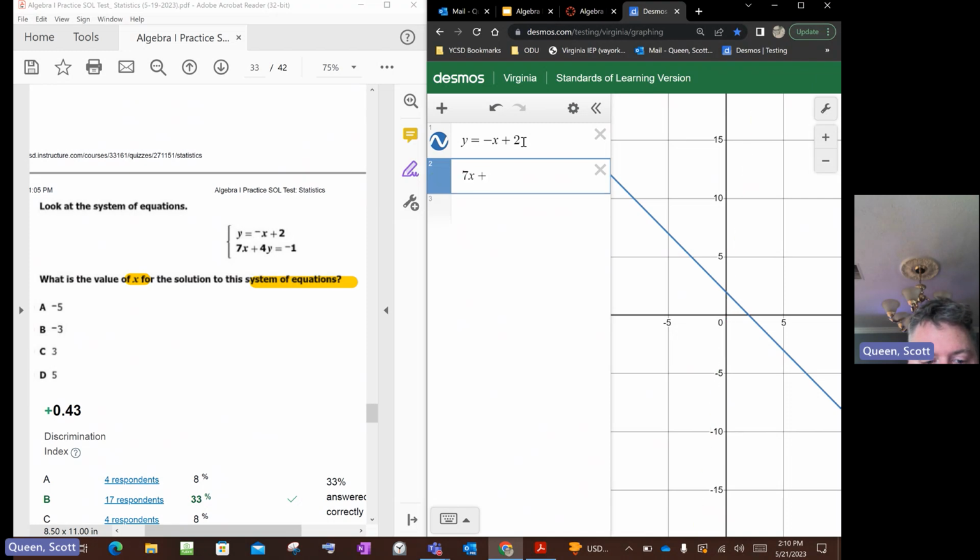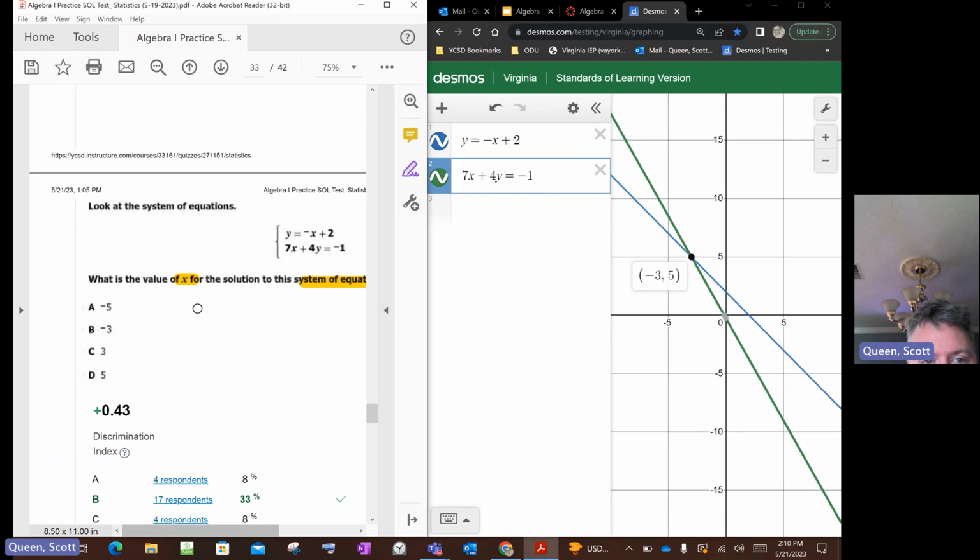7x plus 4y equals negative 1. Take a moment to look at everything. Negative x plus 2, 7x plus 4y equals negative 1. And I see that they are crossing. It's not intercepts, but where the lines intersect, where they cross, right there.